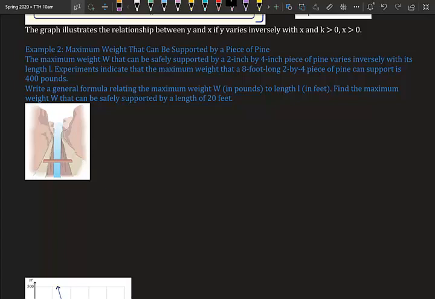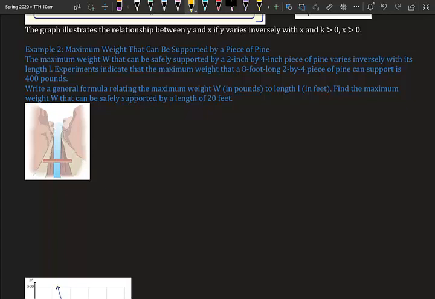So what it means is you have an 8-foot long piece of wood, but it's a 2x4. 2x4 is what they use to build houses and stuff like that. It's those typical long pieces of wood that you would normally see, not the flat boards. When you think of a brick of wood, a really long one, that's what we're talking about, but it's 8 feet long. We're going to write a general formula relating the maximum weight W in pounds to the length L in feet. Find the maximum weight that can be safely supported by a length of 20 feet.